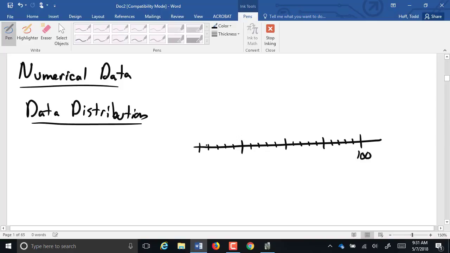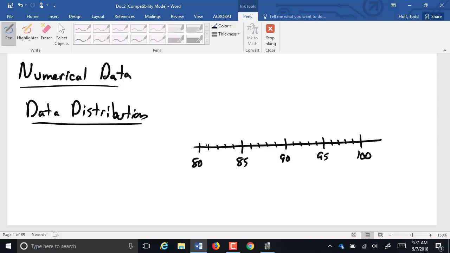Called a dot plot. And what we're going to look at here is scores on a test. Let's say we have a bunch of students who take a test and all of them score between 80 and 100. The first student scored an 87, so I'm going to put a dot above 87 to indicate their score.